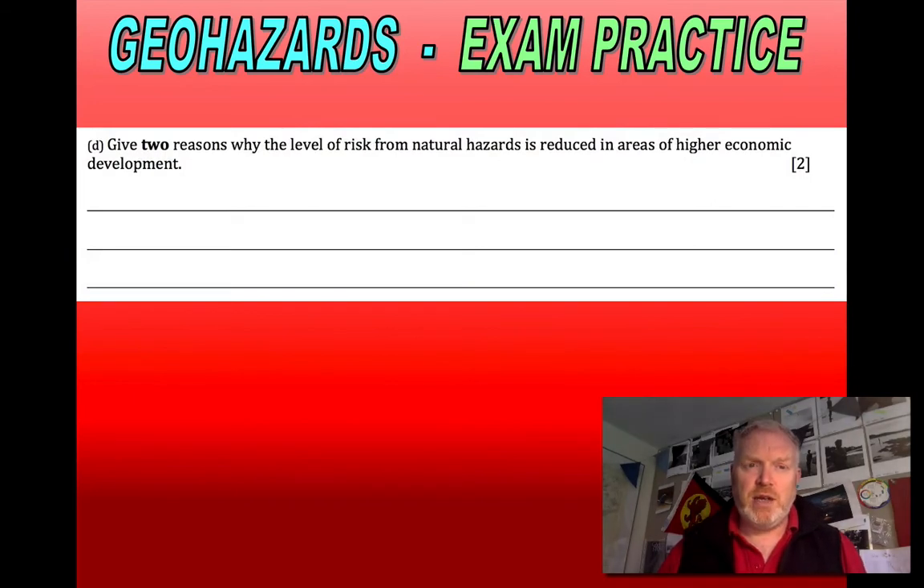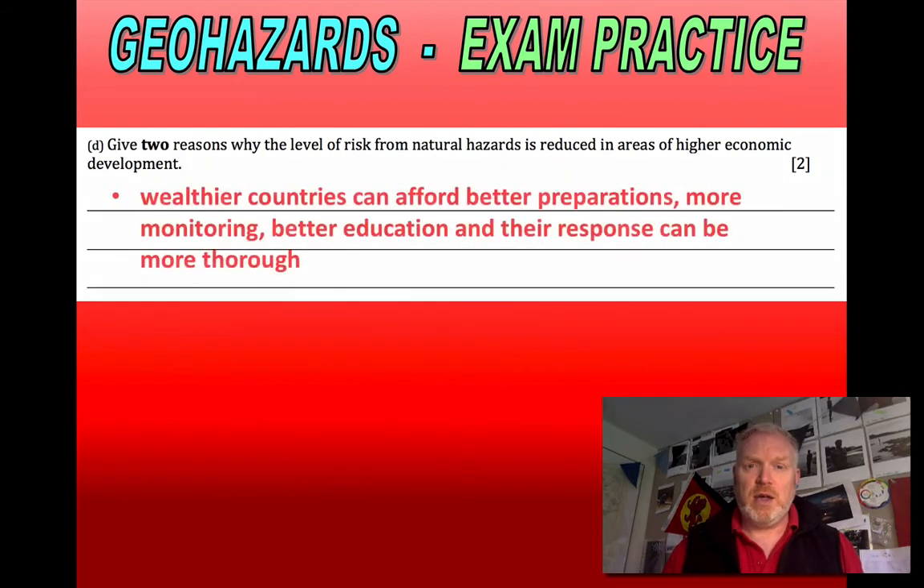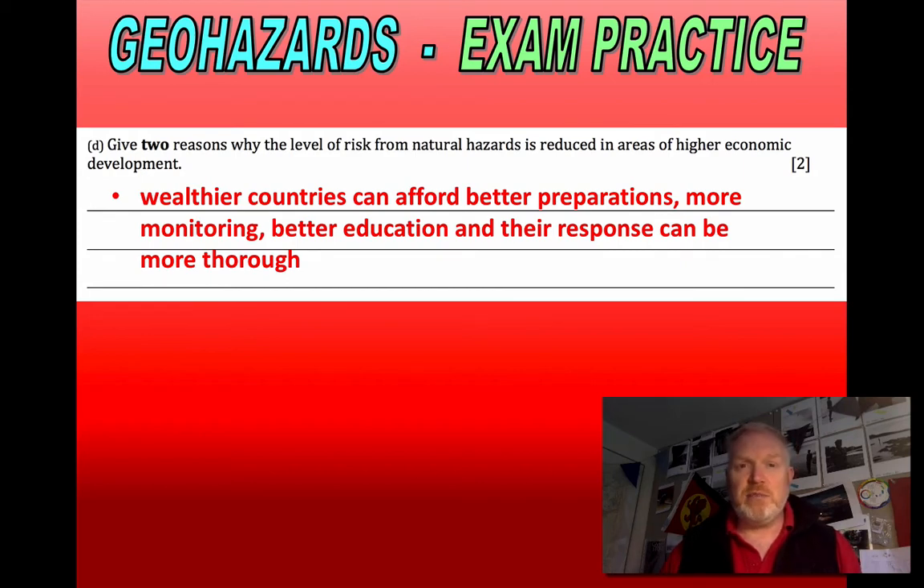The last question here was to give two reasons why the level of risk from hazards is reduced in areas of higher economic development. Wealthier countries don't suffer as much from hazards as poorer countries. And the reason for that is that the wealthy countries can afford better preparations, more monitoring of the hazards, better education. For earthquakes, they can construct better buildings. The response to them then can be a lot more thorough. They'll have more resources to go and help places that are affected.